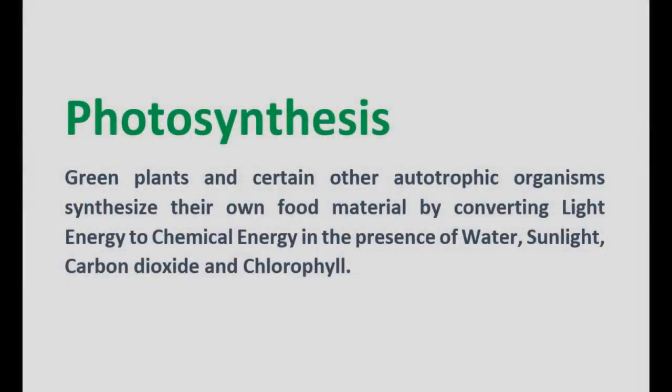Photosynthesis is the process by which green plants and certain other autotrophic organisms manufacture their own food material in the form of carbohydrates from carbon dioxide and water in the presence of chlorophyll and sunlight through a complex series of reactions within the organism. In other words, it is a process of converting light energy to chemical energy.